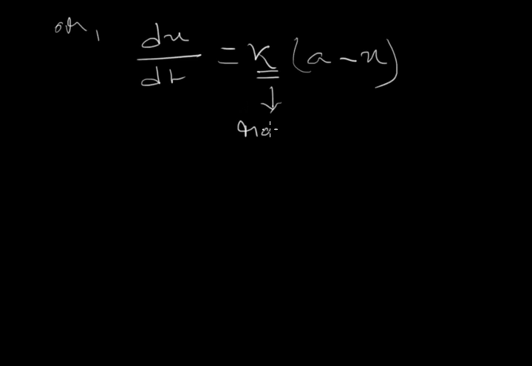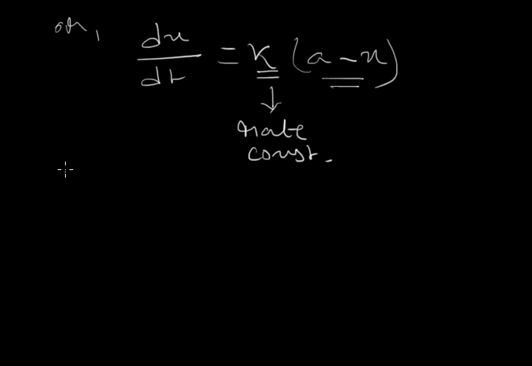What is rate constant? When the concentration of the reactant is 1, the rate of the reaction is called the rate constant. Another name of rate constant is specific reaction rate. So when the concentration of the reactant is 1, the rate of the reaction is called the rate constant.